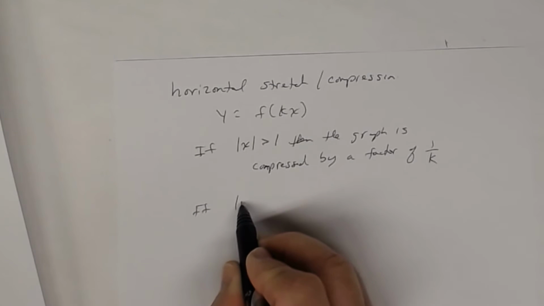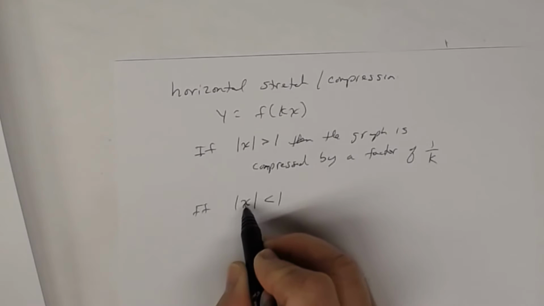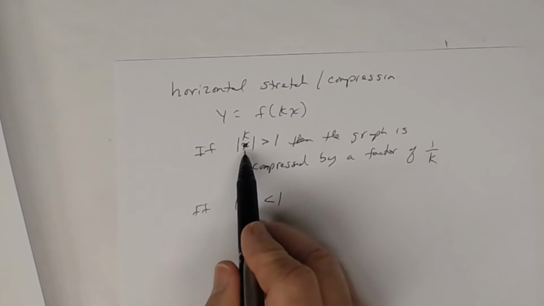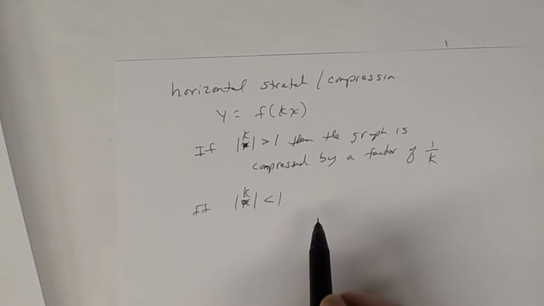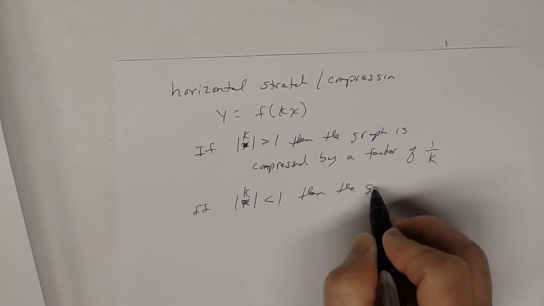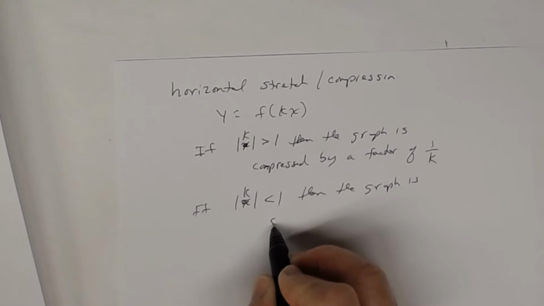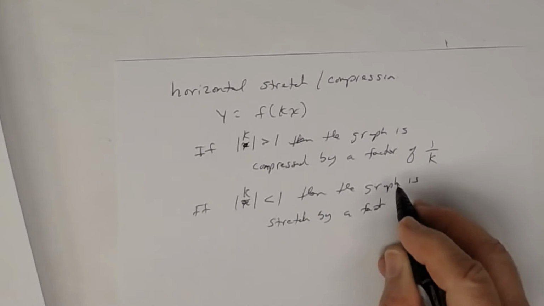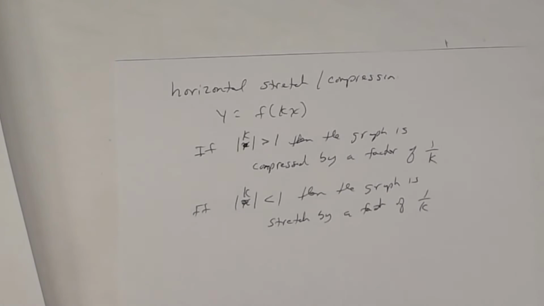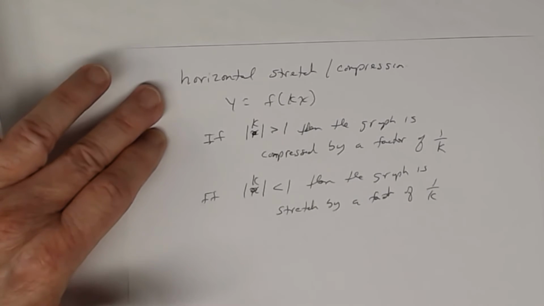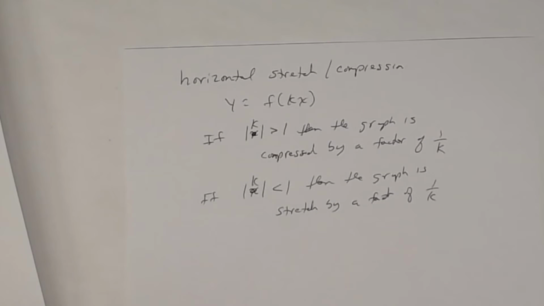If the absolute value of x is less than 1, I'm sorry, not x, k, that should be k, I apologize. If the absolute value of k is greater than 1, then the graph is compressed by a factor of 1 over k. If the absolute value of k is less than 1, then the graph is stretched by a factor of 1 over k. All right? I know that this is a little confusing with regards to horizontal stretch or horizontal compression, but let's look at some examples, and I think that may help a little.